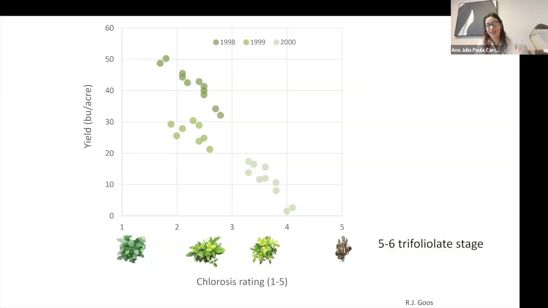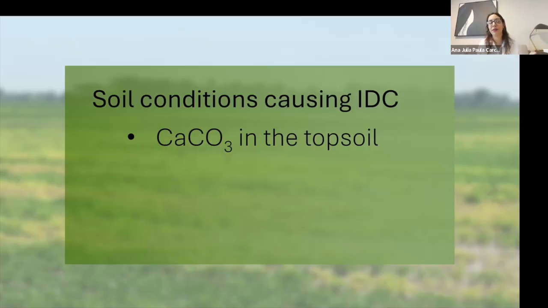How can we see this deficiency in terms of yield? What you can see in this figure, on the x-axis, is the chlorosis rating that goes from 1, a healthy plant, to 5, which is pretty much dead. And the answer is pretty straightforward, right? The more IDC you have, the less yield you have. This slope is between 9 and 19 bushels per acre. That's the range that you might be losing just because of IDC. So it's a huge problem.